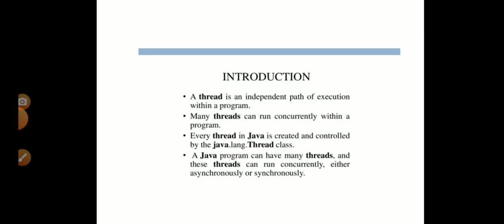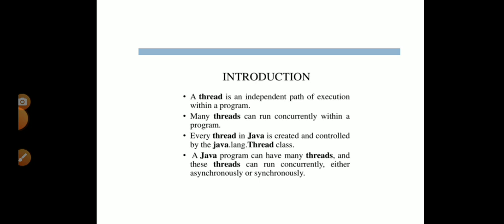First we are going to see what is a thread. So, the basic introduction about the thread. A thread is an independent path of execution within a program. Many threads can run concurrently within a program. Every thread in Java is created and controlled by the java.lang.Thread class. A Java program can have many threads and these threads can run concurrently.